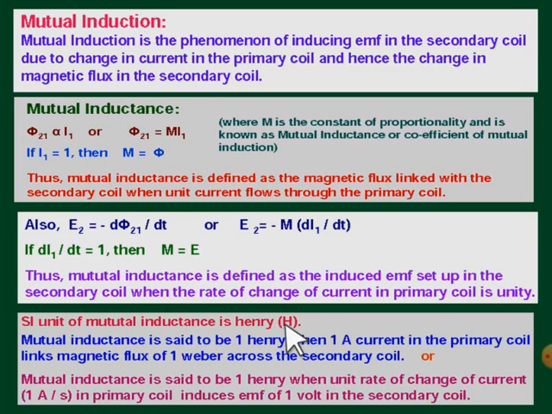So its SI unit will be Henry. So mutual inductance is said to be 1 Henry. You can define 1 Henry in terms of self inductance or mutual inductance. Mutual inductance is said to be 1 Henry when 1 ampere current in the primary coil links magnetic flux of 1 Weber across the secondary coil. Or you can also define it like this: mutual inductance is said to be 1 Henry when a rate of change of current of 1 ampere per second in the primary coil induces EMF of 1 volt in the secondary coil. Got it?